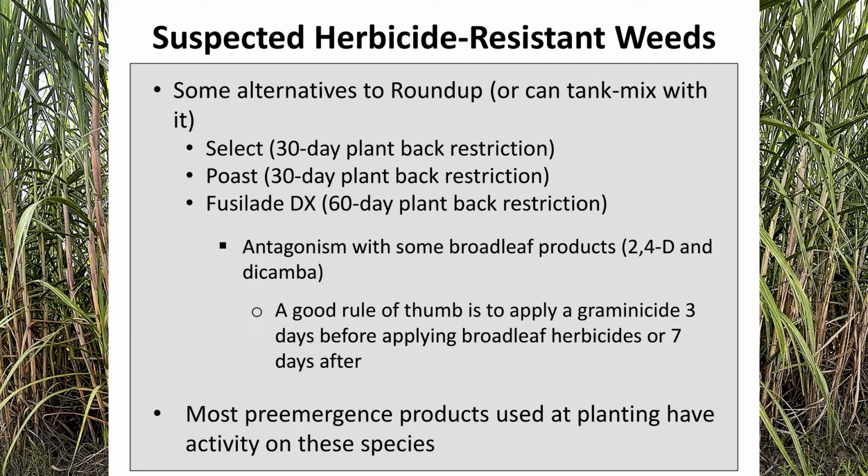So a good rule of thumb is to apply the graminicide 3 days before applying your broadleaf herbicides or 7 days after. And one thing to note in cane, so if you have some of these weeds in the fallow right before you plant, most pre-emerge products that we use at planting have activity on the goosegrass and the jungle rice. So your Command, Sencor, Prowl, it's going to have activity on those weed species.